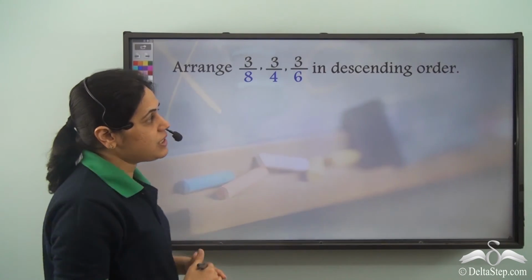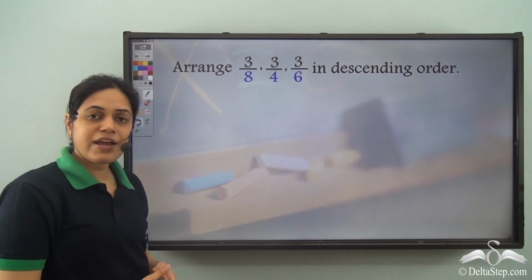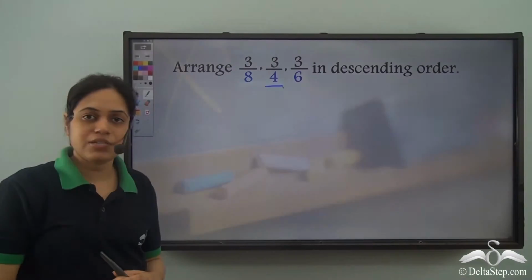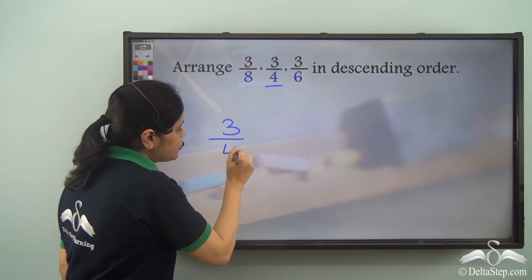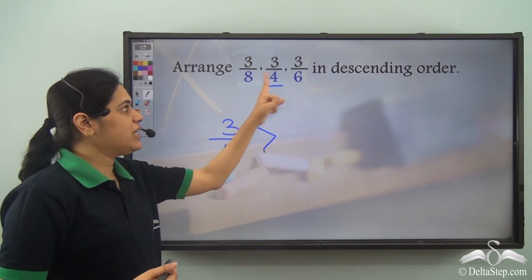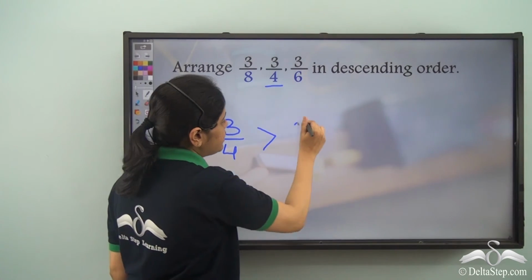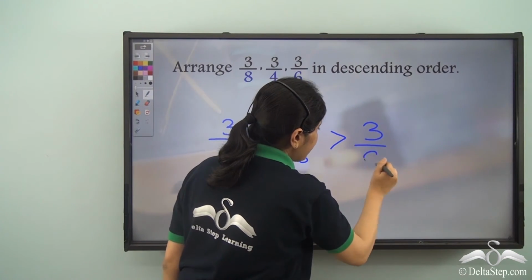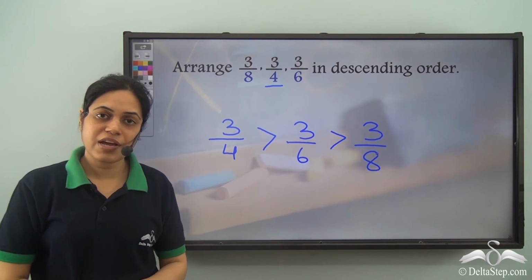So, descending means from the largest to the smallest. So, which will be the largest fraction? The fraction with the smallest denominator. So, the largest fraction here is 3 by 4. So, 3 by 4 is greater than, what is next? Between 8 and 6, 6 is smaller. So, 3 by 6 will be greater than 3 by 8. So, this is how I can arrange these fractions.